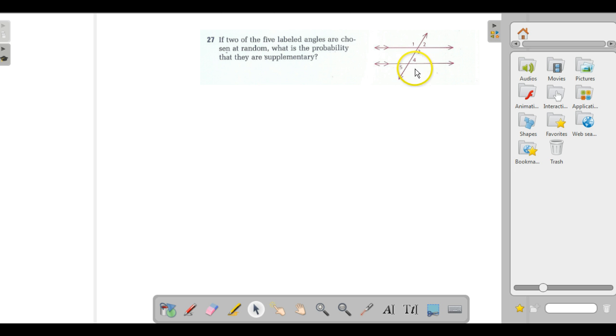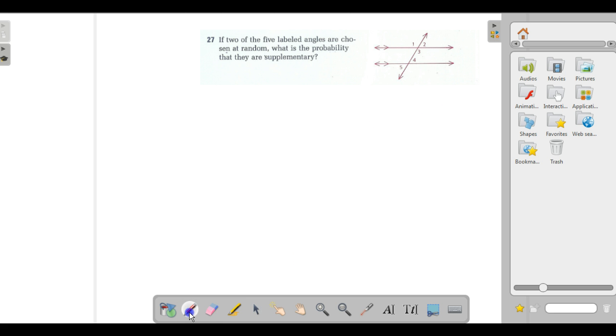You've got 3 and 4. They are supplementary because they're interior angles, two parallel lines cut by a transversal, and the interior angles on the same side are supplementary. That's a theorem. So you've got 1 and 2.